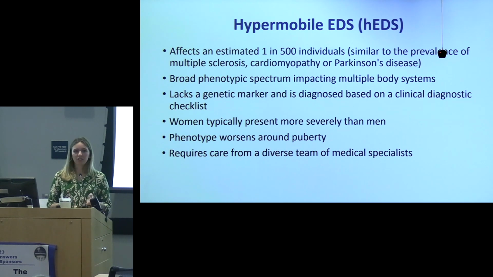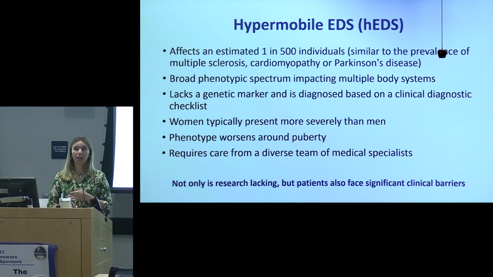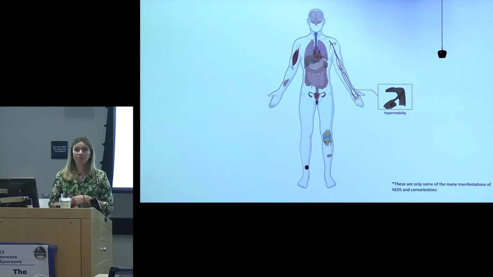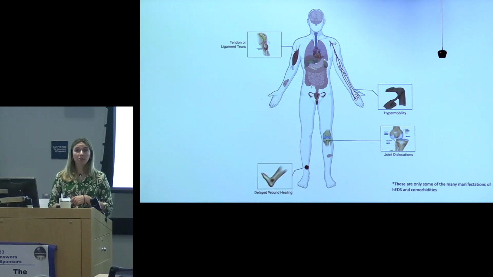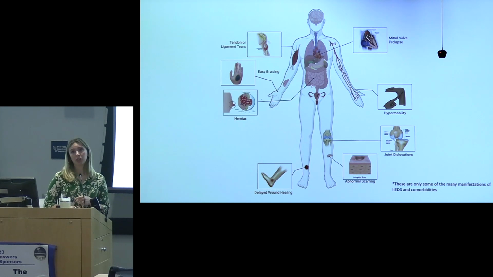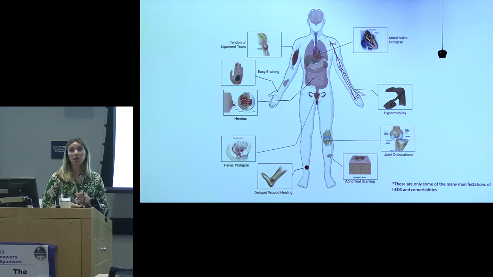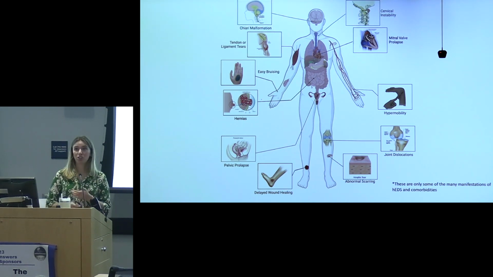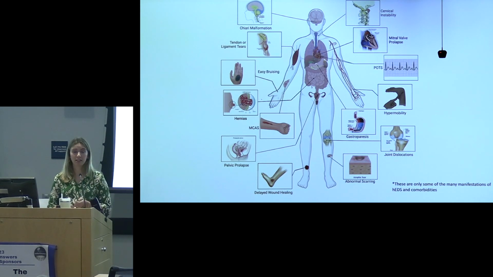So because of all of the different manifestations, it really requires care from a diverse team of medical experts. And this is just an overview of what some of those things can look like. This is not everything, of course. We have the joint issues, the skin issues that you're probably familiar with, things like hernias, pelvic organ prolapse, cervical instability, Chiari malformation, and then the comorbidities, so gastroparesis, POTS, mast cell activation syndrome. There are more, but this is maybe what an EDS patient might actually look like.